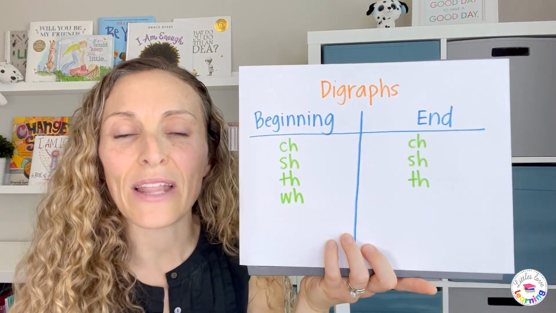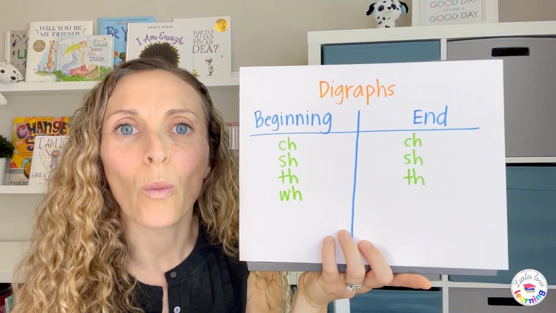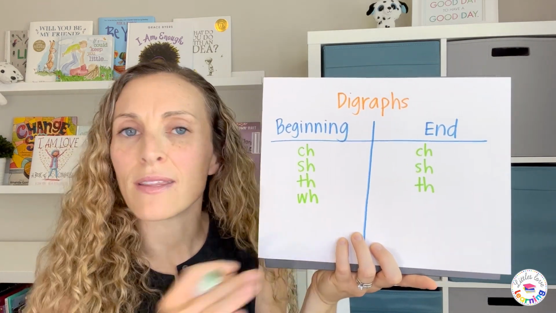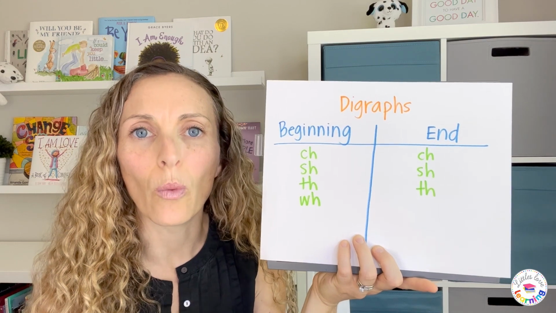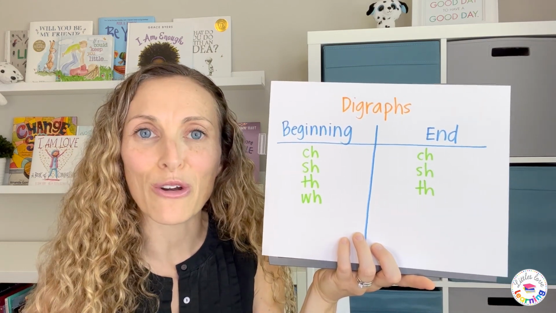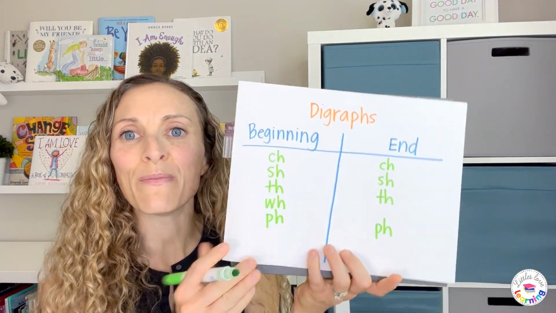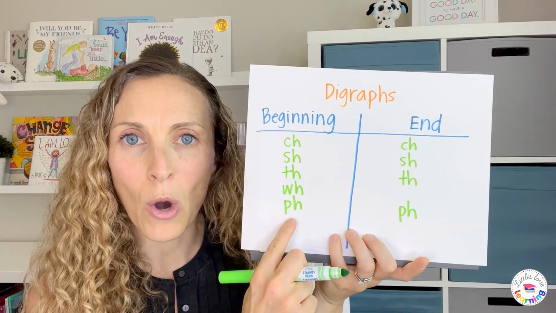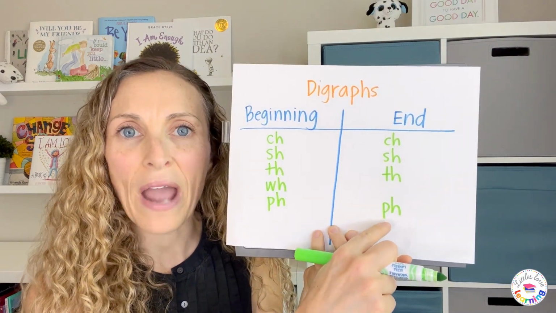Our next one, we have WH. This is only at the beginning of a word, like in whistle. Now, where I'm from, we pronounce WH the same as we pronounce W, but it might sound a little bit different where you're from, depending on accents. Our next one, we have PH, and PH can come at the beginning or end of a word, as in phone or graph.